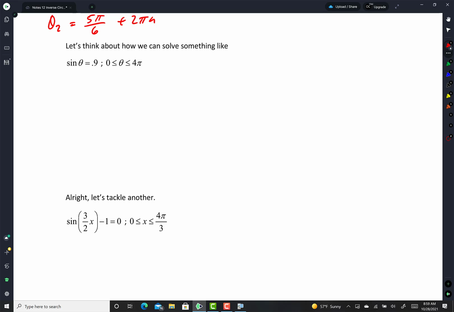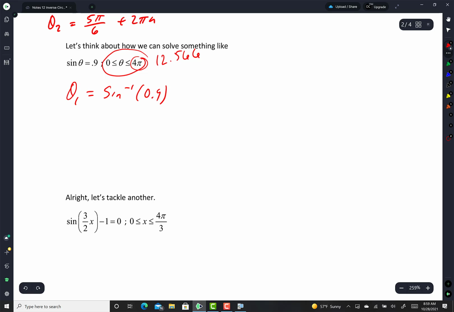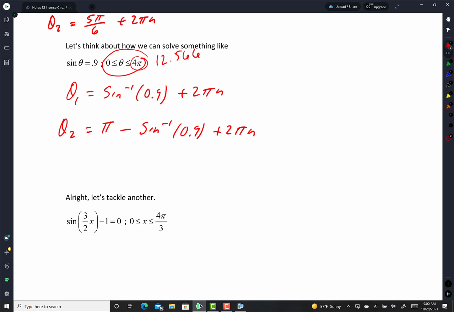So I'm solving this question here. It says sine theta equals 0.9, and I want all the answers between 0 and 4 pi. Remember that 4 pi is 12.566. So I'm going to write theta 1 is equal to arc sine of 0.9 plus 2 pi n, and theta 2 is equal to pi minus arc sine of 0.9 plus 2 pi n. And these two equations will give me all the answers. Why? Well, theta 1 will give me the answer in quadrant 1, and pi minus arc sine of 0.9 will give me the answer in quadrant 2. And then every time I add 2 pi, I'm back at the same terminal side. Does that make sense, guys?